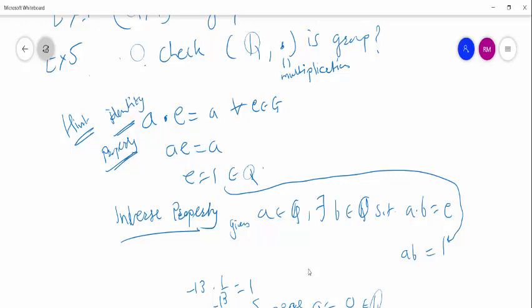So for 0, there does not exist B belonging to Q such that their product is 1. There does not exist B in Q such that 0 into B equals 1, because 0 into B is 0, and 0 is not equal to 1. This is a contradiction. It is not possible. So the inverse property is not satisfied.